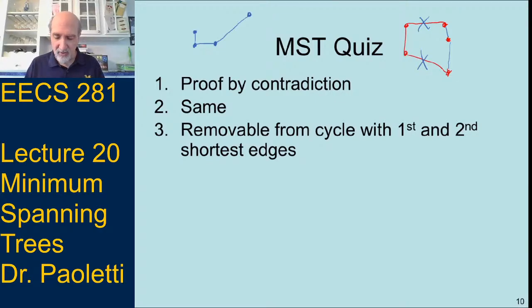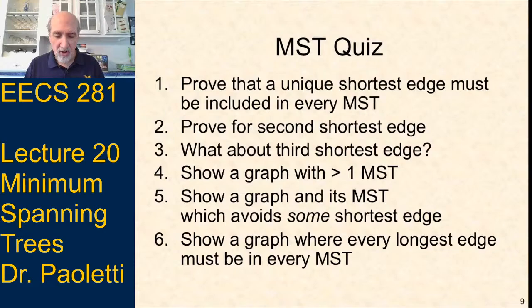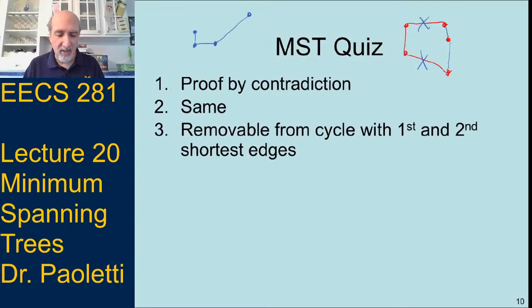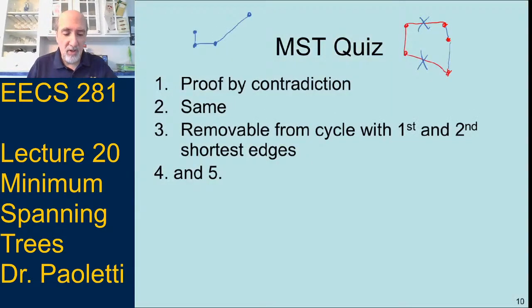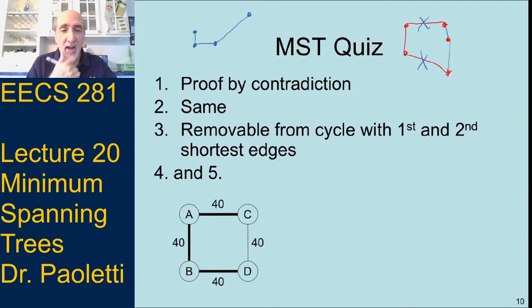Okay, so then the questions on the previous slide. The fourth one is, show a graph with more than one MST. All right, so 4 and 5. Number 5 said show me a graph and its MST which avoids some shortest edge. Then we could say, okay, well, what about this? Every edge in the original graph is the same length, so I left one of them out. And I could have left any one of them out and still had a different MST. Same total cost, different selection of edges, that produces a new MST.